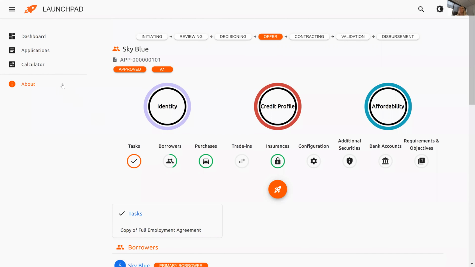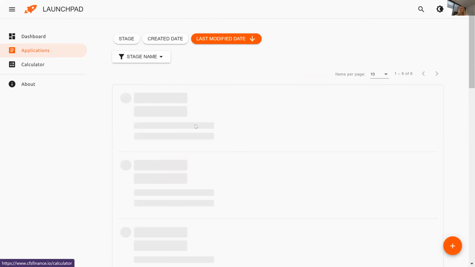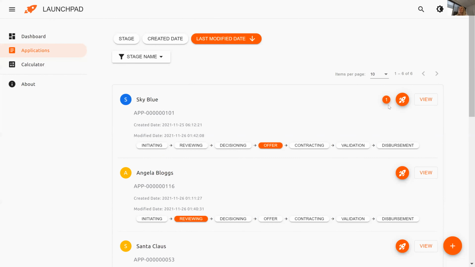Nice. You've got one task. You've still got one bouncing. So if I go to an application, you'll also see it here. So it's gone from 2 to 1. So that's when you know that you've got tasks.